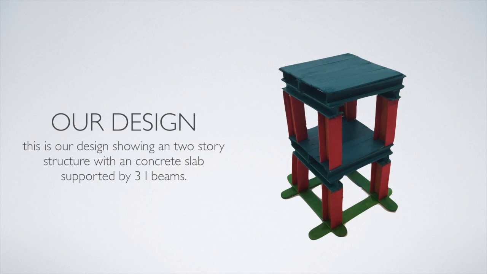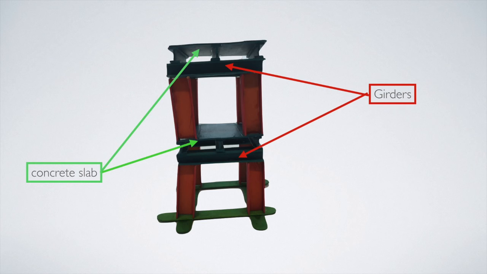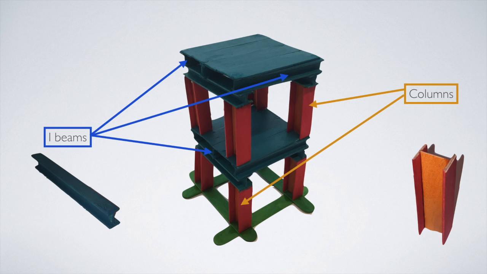So this was our initial design of the two-story structure with a concrete slab. This was supported by 3 I-beams and 4 columns. So this shows the concrete slabs and where the girders are on our initial model. So on this slide you can see where the I-beams are located in the design and where the columns are. The columns are square while the I-beams are more rectangular.